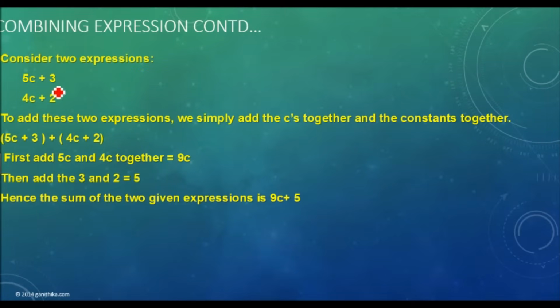So if you have 5c plus 3 and 4c plus 2, add these two expressions. You first add 5c and 4c together and make it 9c. And then add 3 and 2, which will become 5. Therefore, 5c plus 4c becomes 9c, and 3 plus 2 becomes 5. And that's all.